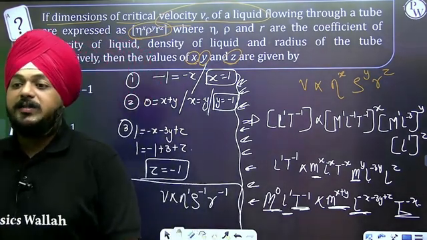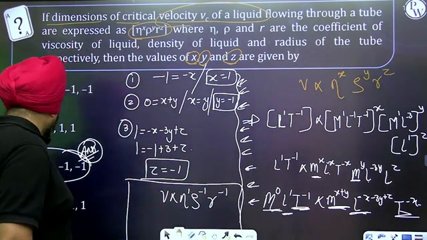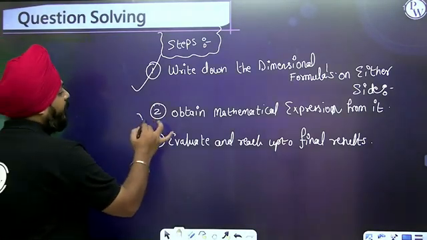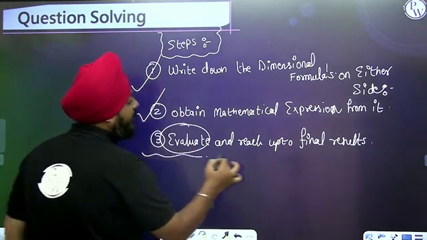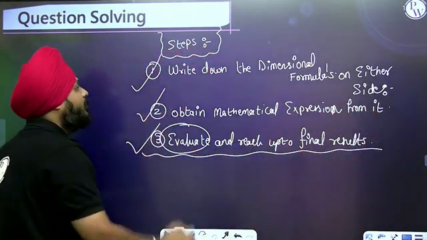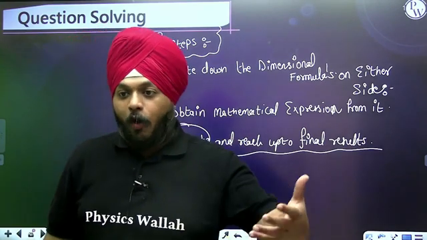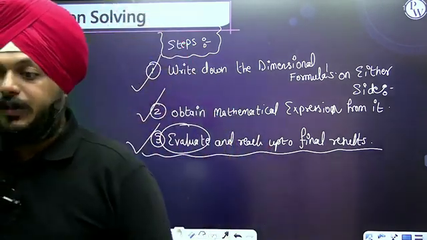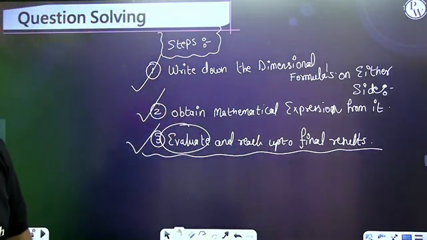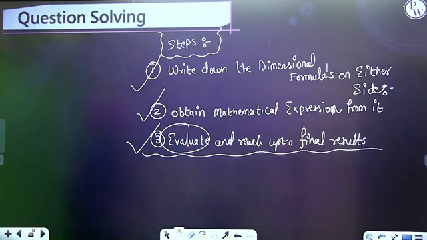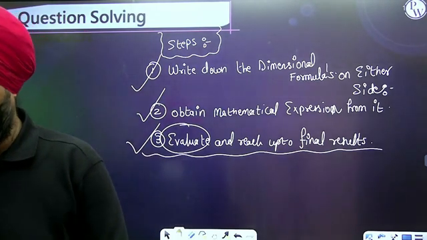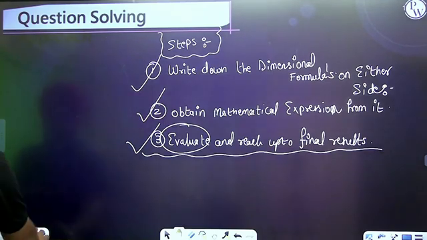This is how the relations are obtained, and the same procedure we need to follow. Obtain the mathematical expression, evaluate, and reach the final results. So these are the 3 steps we need to follow in solving questions based on this dependency. Yes or no? Let's move on to the next question.